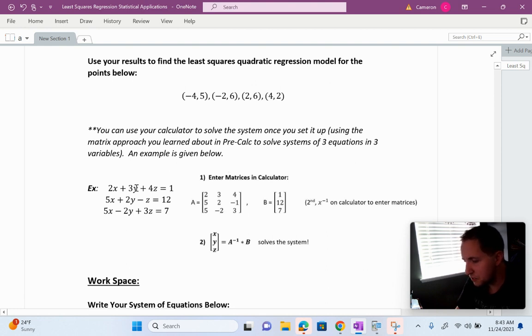There are ways to solve systems of 3 equations by hand, but it gets very tedious. You have to do multiple rounds of elimination or substitution. And again, I don't want this to be a huge algebra exercise. I want you to focus more on the model fitting.